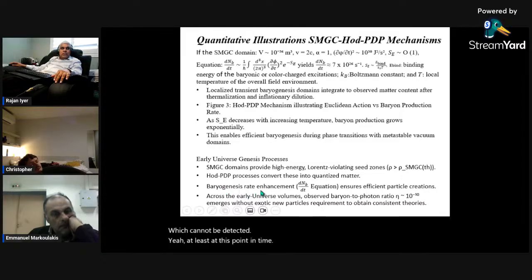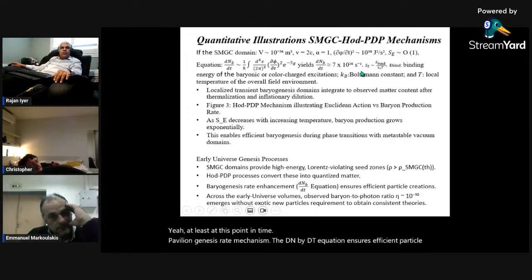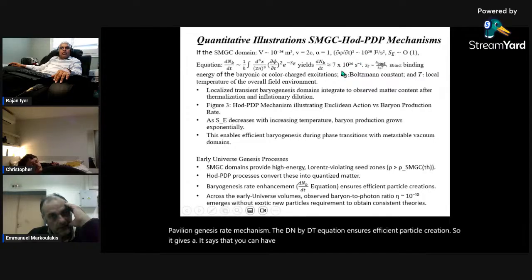For the baryon rate mechanism, the dn/dt equation ensures efficient particle creation. It says that you can have a very high rate of production of the baryons across the early universe volume, giving the observed baryon to photon ratio.